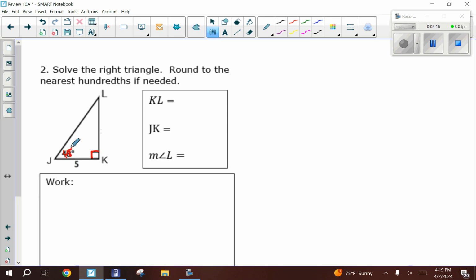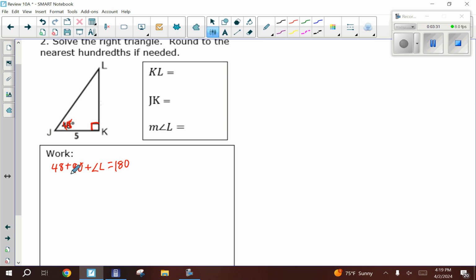So we're going to use the fact that 48 plus 90 plus the remaining angle, which is angle L, has to add up to 180. So if we add all of this stuff up, this is going to be 138. So 138 plus angle L equals 180. And then I just have to subtract 138 from here.